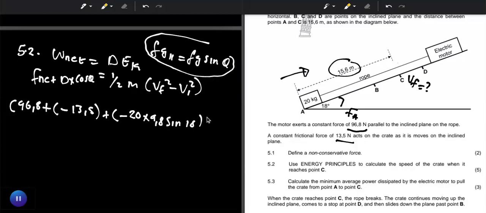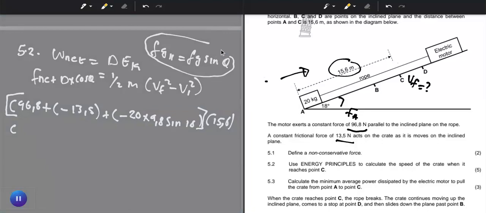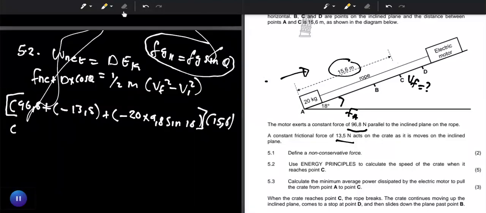Okay, so that's our F net, and therefore we're going to put the square brackets like this just to show that this is for my F net. And therefore the displacement here they told us is 15.6, which means we're going to multiply by 15.6, and therefore cos of 0. Sorry about that. Okay, and therefore a equals 2. And then after that, this one is going to be 1 over 2.